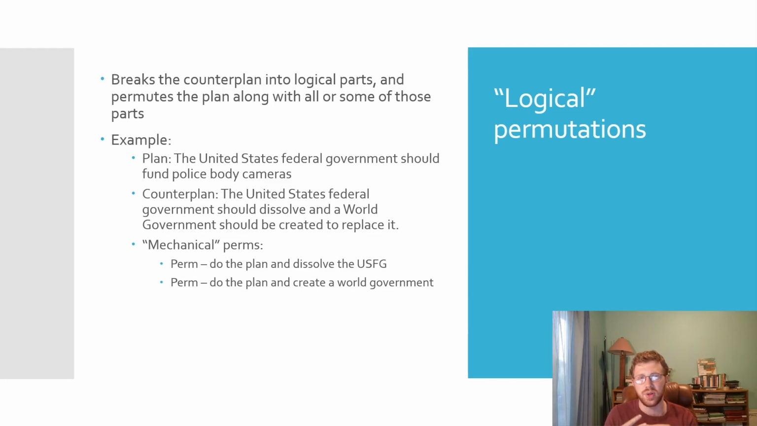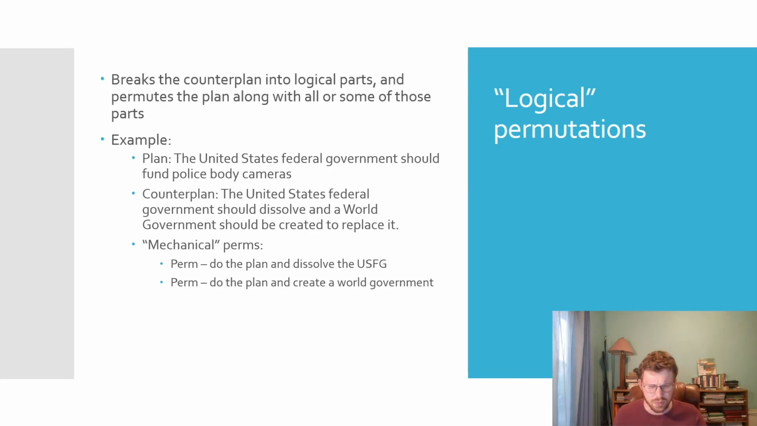And if we permute the plan and each of those individual two parts, we have some pretty bad options to choose from. The first permutation, to do the plan and dissolve the USFG, doesn't make any sense because the plan has the federal government act and also dissolves it. So that's clearly mutually exclusive. And the second part seems like it links to the net benefit, since the world government counterplan says that sovereignty and national governments are bad and says that we need to abolish those in order to make the world government be effective. The plan including the federal government, and therefore the perm keeping the entire United States federal government around, is pretty bad for the counterplan to solve its net benefit. It makes it way harder for us to solve the net benefit, and the counterplan still has a differentiable advantage over just the plan.